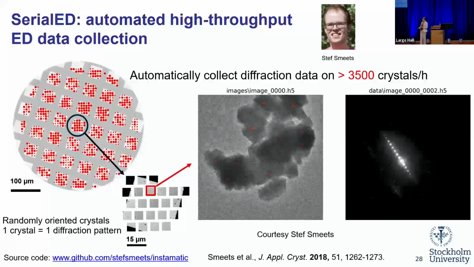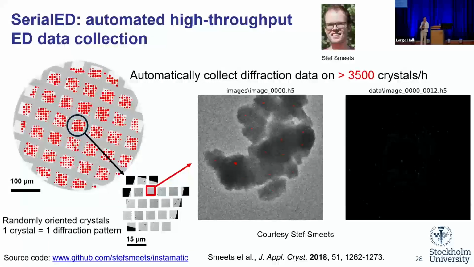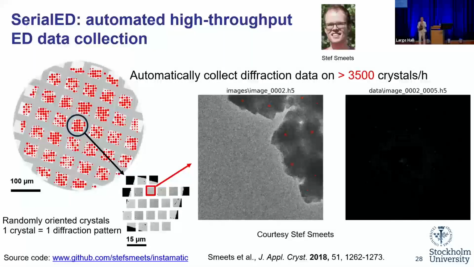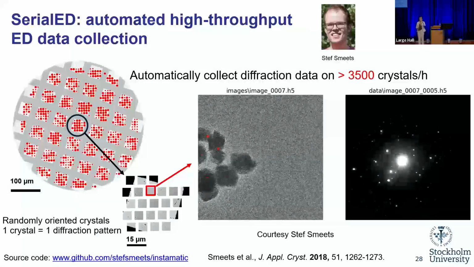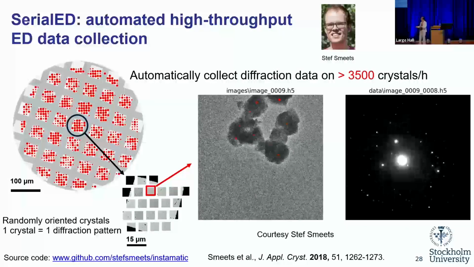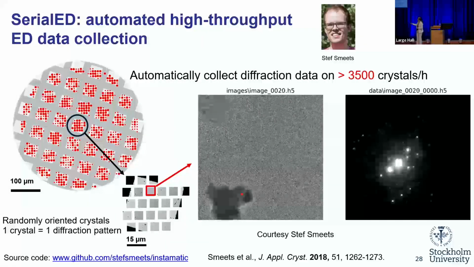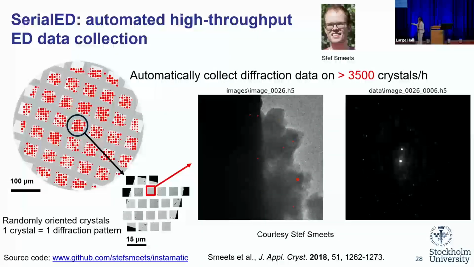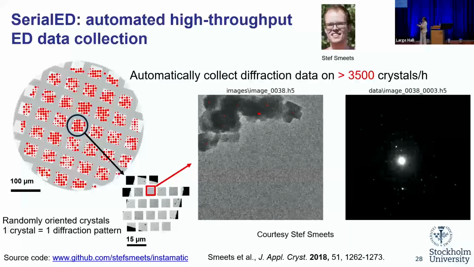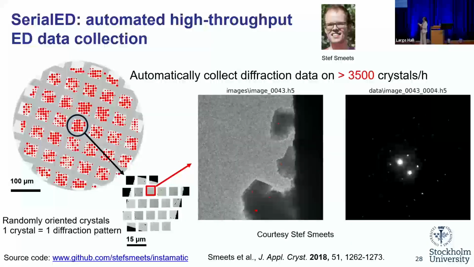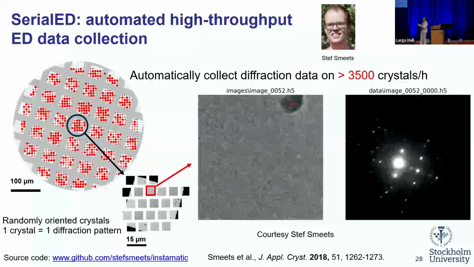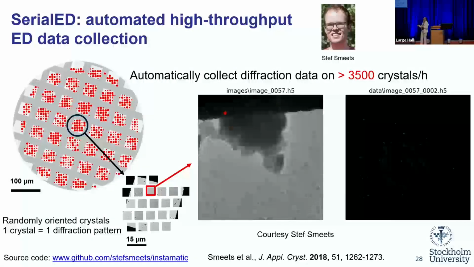And so this is how we do the cRED. The concept is that you collect one diffraction pattern per crystal. So you scan through the grids. Here is a grid, and for each grid you have an image, and from the image you pick where you want to collect the data. You go there to collect the data, and you move to the next one. So this data collection is fast.